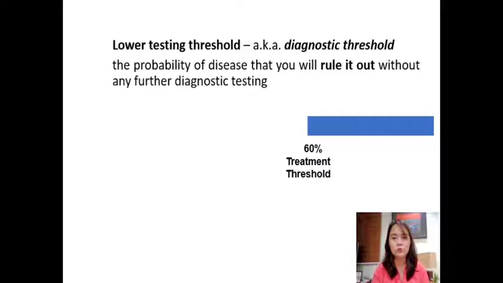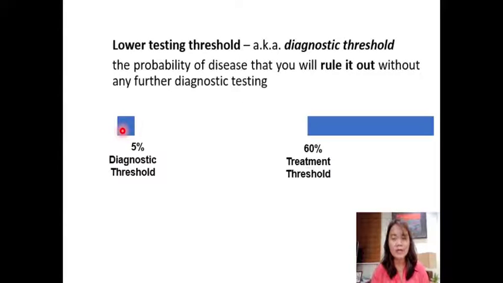So next is your lower testing threshold. This is also called your diagnostic threshold. This is the probability of disease below which you will rule out the disease without any further testing. So again, in our line, for instance, you set your threshold at 5%. Any probability below 5% would make you rule out the disease because it is unlikely for the patient, even when you haven't done any diagnostic test yet.